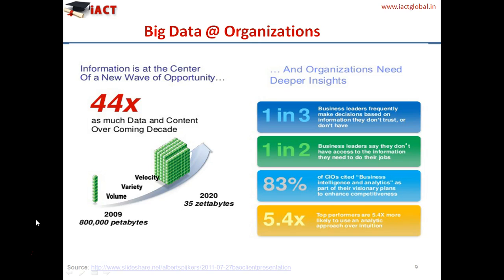The stats say that 1 in 3 business leaders frequently make decisions based on information that they do not trust or they don't even have right now. 1 in 2 business leaders say they don't have access to the information they need to do their jobs. 83% of CIOs cited business intelligence and analytics as part of their visionary plans to enhance competitiveness. Top performers are 5.4 times more likely to use an analytic approach over intuition.